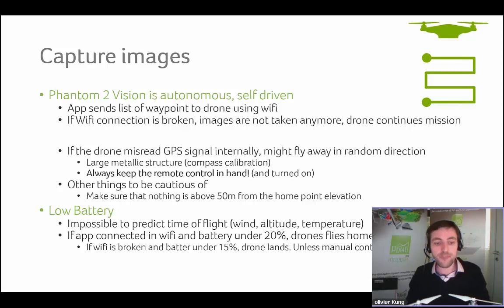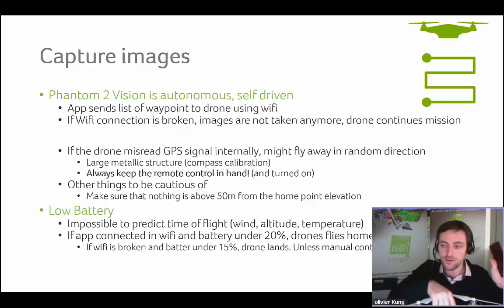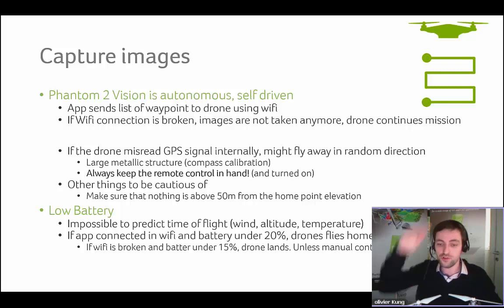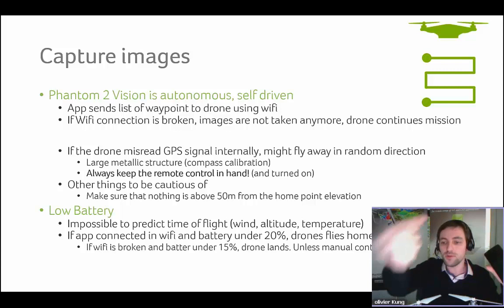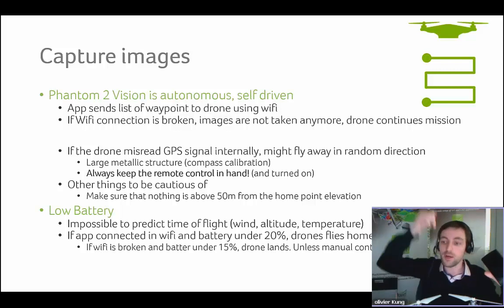So if the app is connected in Wi-Fi, so if the Wi-Fi is not broken between the drone and the app, and the battery goes under 20%, then the drone is given the signal by the app to automatically fly back to the home position. So it's going to directly go back home, and then it's going to land.